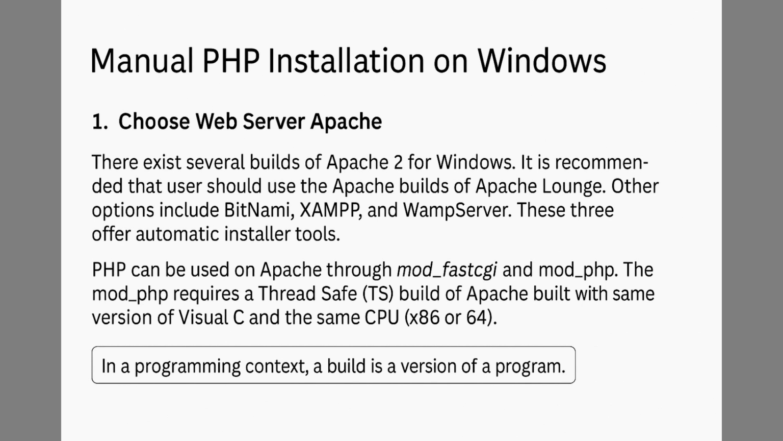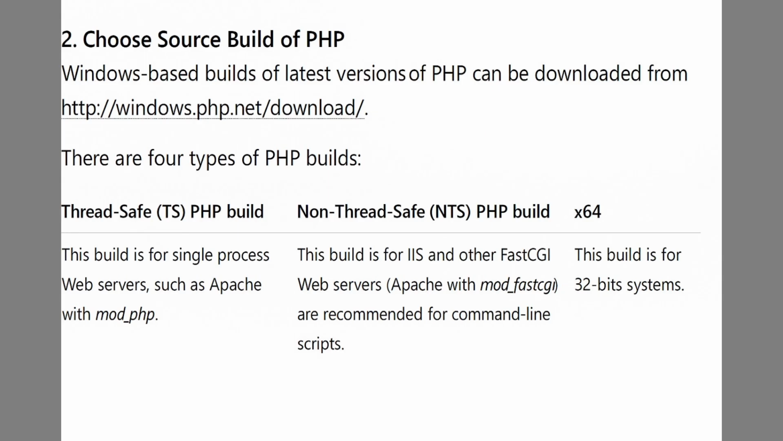Note for students: in programming, a build simply means a specific compiled version of a program. Different builds might exist for different system types or compiler versions. So when downloading PHP and Apache, always ensure their builds match. This is a key step in avoiding installation errors. Once Apache is installed and configured, you'll be ready to proceed with setting up PHP and linking it properly to your web server.